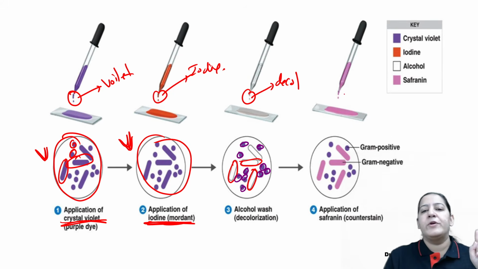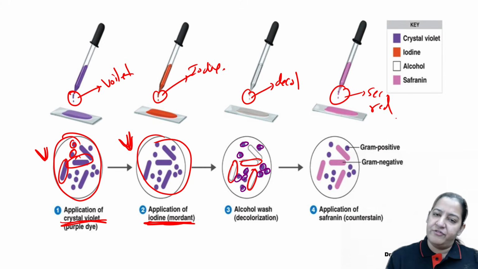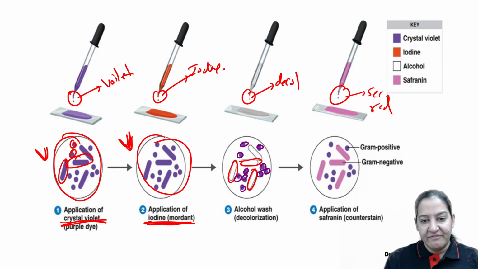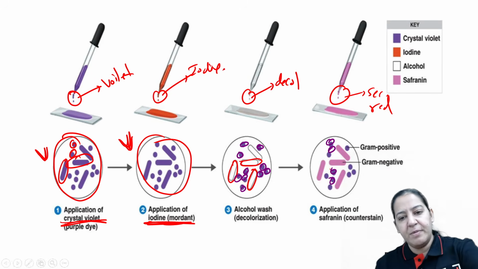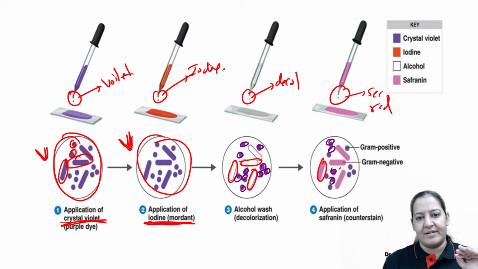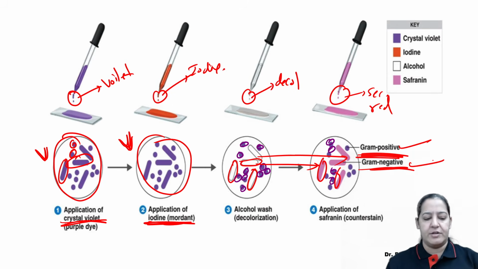And in the last step, you are adding a secondary stain, which is a red stain, like carbol fuchsin or safranin. So the ones which are violet remain violet. But the ones which became transparent took the red color. You can see, the ones that were transparent became red. So in the end, 2 types of bacteria. The ones which are violet are gram positive, the ones which are red are gram negative.